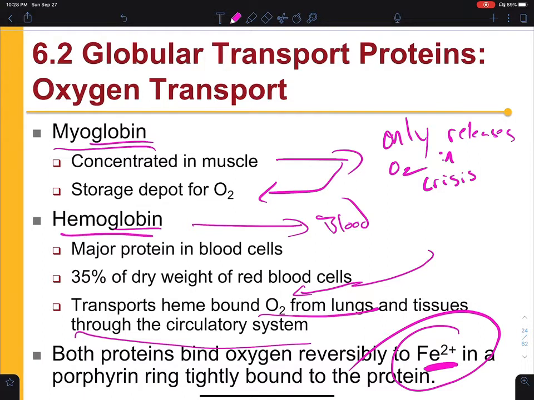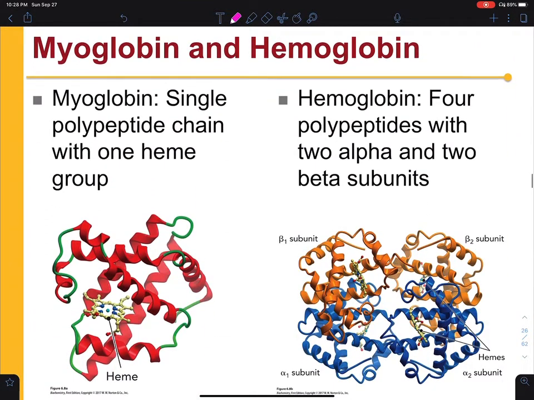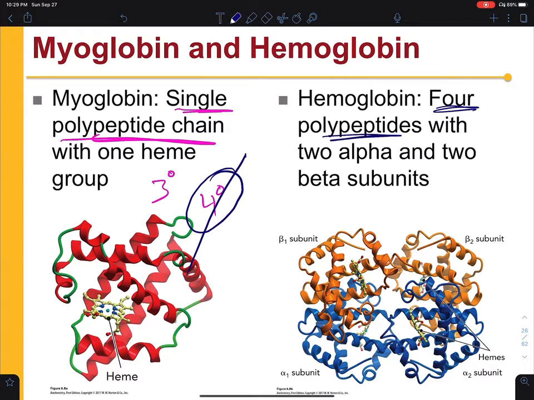One thing that's interesting is, if you remember from general chemistry, iron has multiple states. If this was iron 3 plus, which is certainly possible, it would bind that oxygen irreversibly and be useless for its function. So this is a look at the structure of myoglobin and hemoglobin. Important to note, myoglobin is a single polypeptide, so it has a tertiary structure, but not a quaternary structure, right? Whereas hemoglobin is four polypeptides, so it has a quaternary structure associated with it.